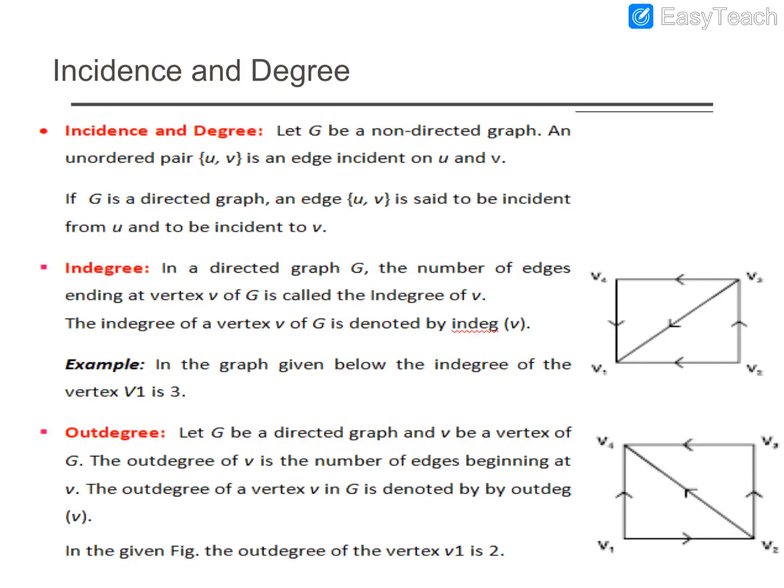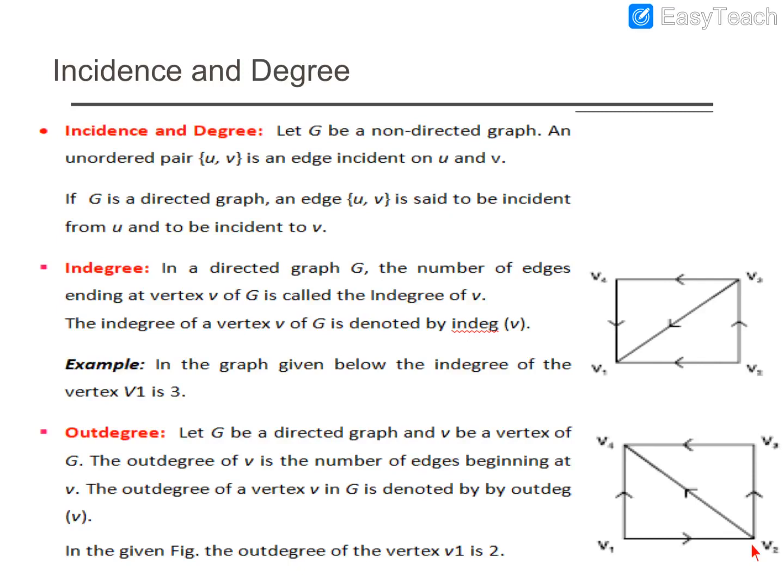So the total degree is the addition of in degree and out degree at each vertex. For example, in this graph at vertex V1, the in degree of vertex V1 is 0 and the out degree of vertex V1 is 2. Therefore, its total degree is in degree plus out degree, 0 plus 2 is equal to 2.